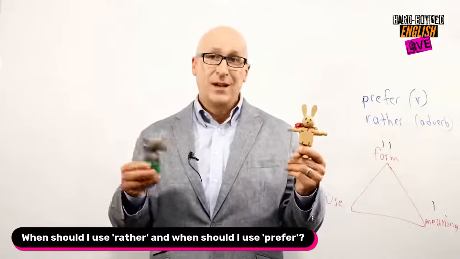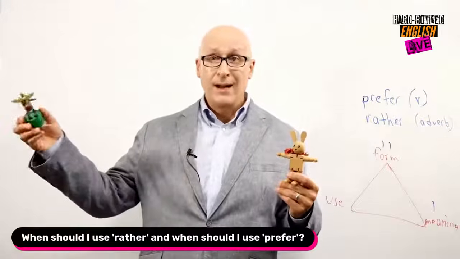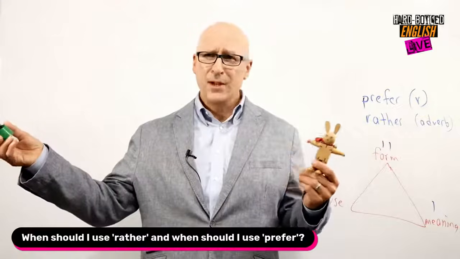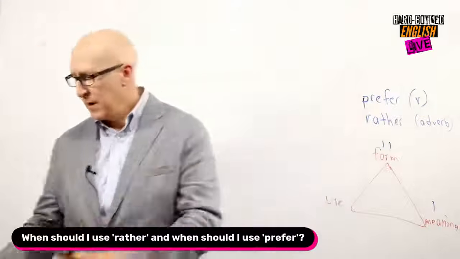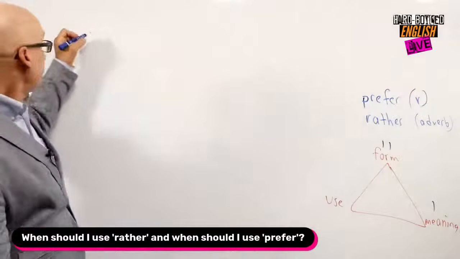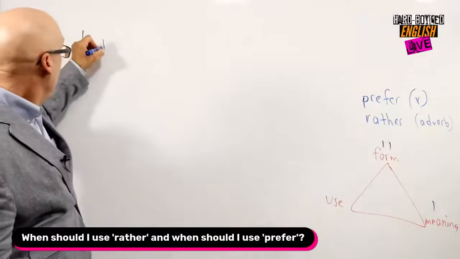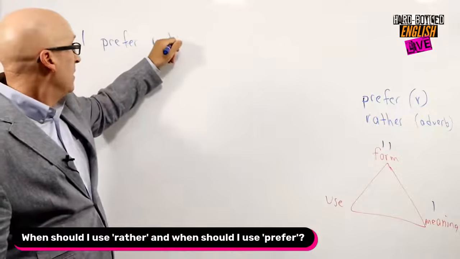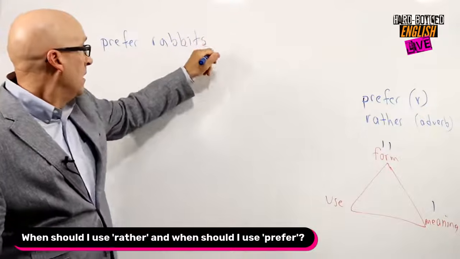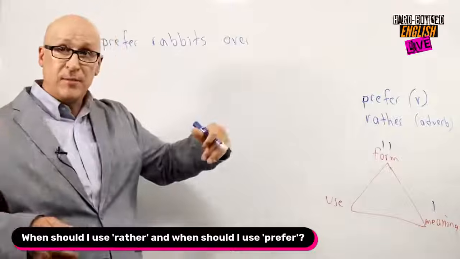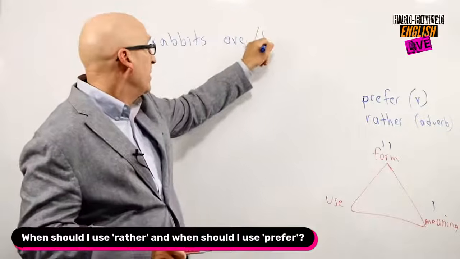Rabbits are cute. In fact, where I live, there's a park nearby and there's a bunch of rabbits there. I like going for a walk every day and saying hi to them. They're nice. Makes me smile every day. So, how do I say that? Well, I might say, I prefer rabbits over, we need a preposition to show the relationship between the nouns. We could also use to.